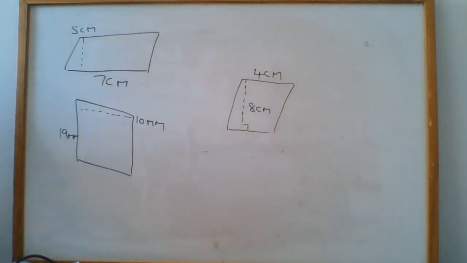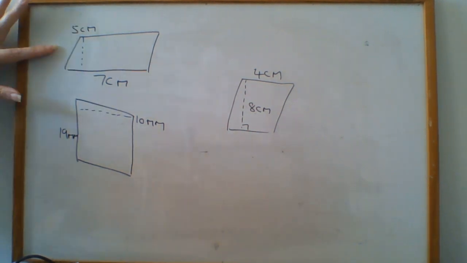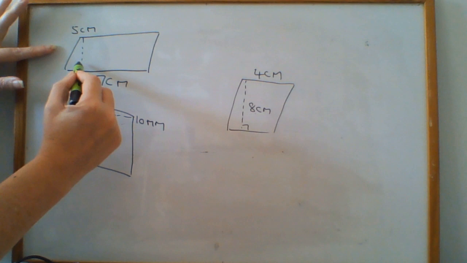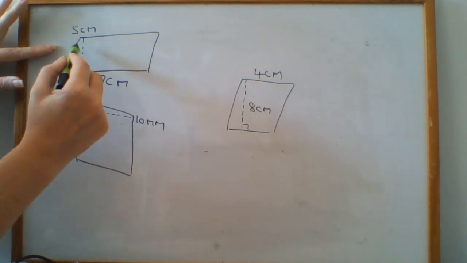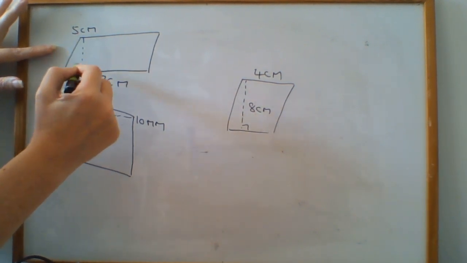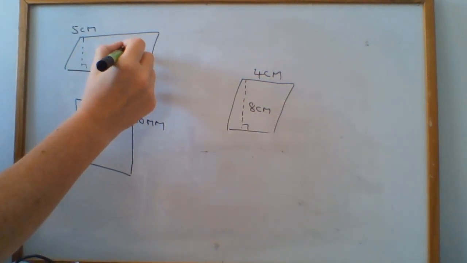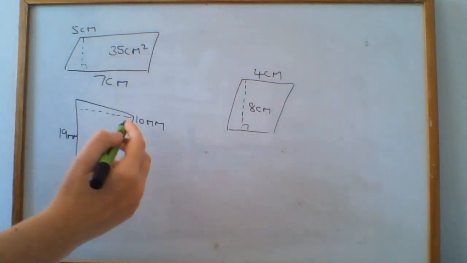Okay, now you know that the area for a parallelogram is the base times the perpendicular height. This was just a few for you to have a go at. So in the first one, we've got our base here as 7 centimetres and then our perpendicular height here as 5 centimetres. So we have got 7 times 5 equals 35 centimetres squared would be your answer.